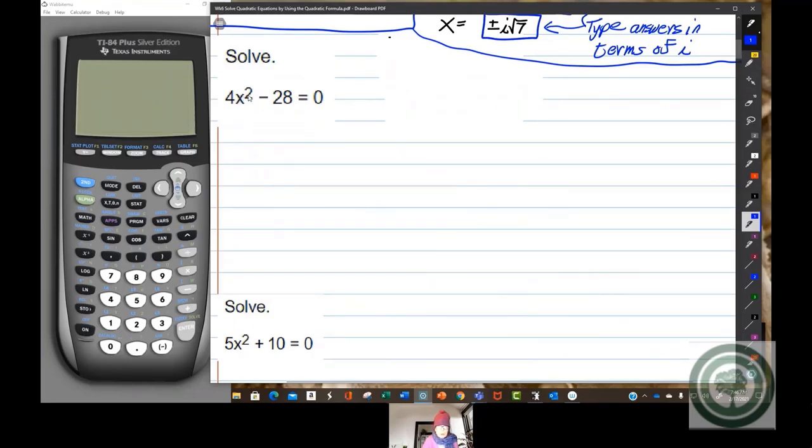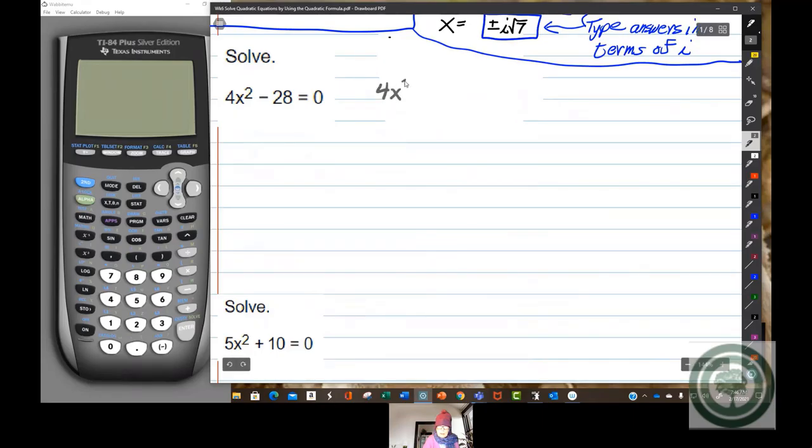Here we have another quadratic equation in which you have the degree 2 term and the degree 0 term. In other words, you have a power 2 term and you have a constant term. Well, first thing I'm going to do is factor out a GCF. Then I'm going to divide out the GCF. Then I'm going to solve the equation with the square root method.